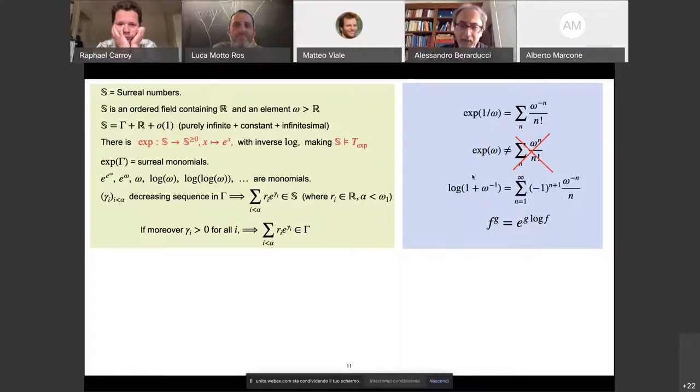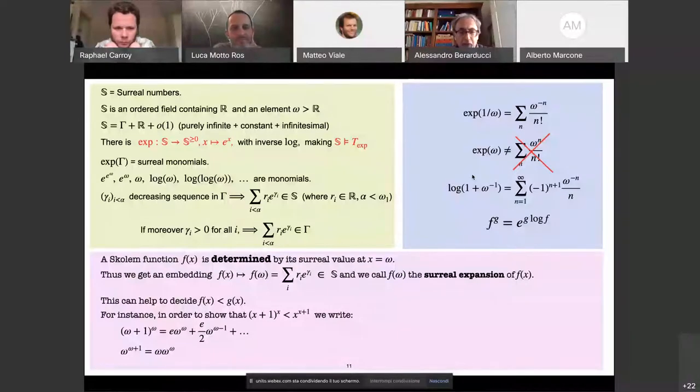Exp of 1 over omega is not a monomial and can be expanded in normal form. Same for log, so log of 1 plus an infinitesimal is given by the Taylor series. F to the g can be computed by the usual formula, e to the g log f. And so you have all the ingredients to embed the Skolem functions.